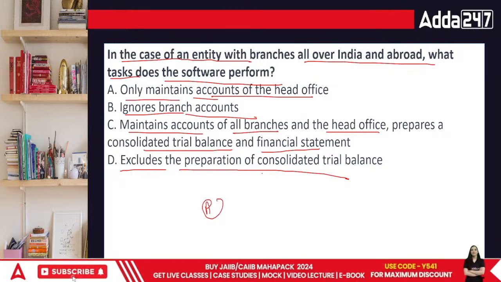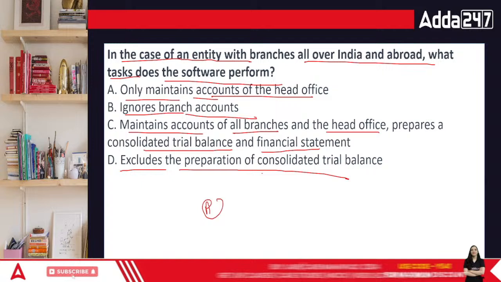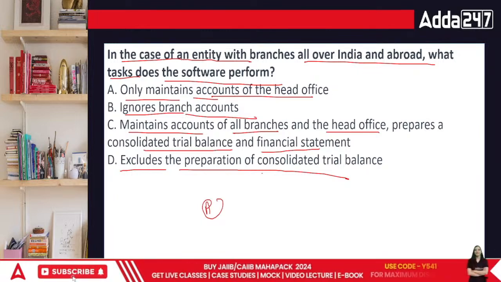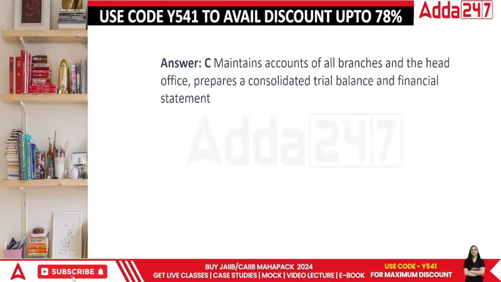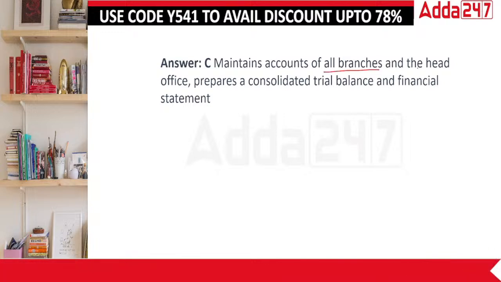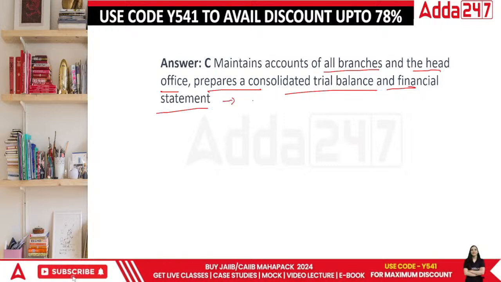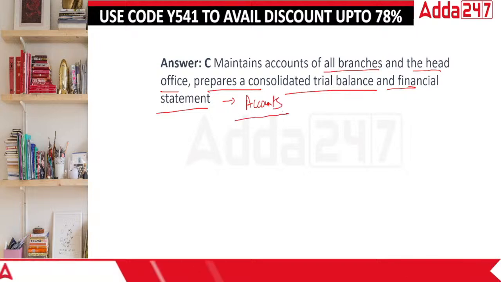It technically maintains accounts of all the branches and head office. It prepares a consolidated trial balance as well as financial statements. It prepares all these things. So in this case, the answer is that it maintains accounts of all branches and the head office, and prepares a consolidated trial balance and financial statements. Overall, it is preparing all the books of accounts, isn't it?